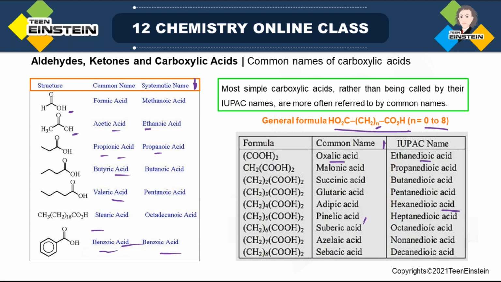Though this is a very large structure, even if you cannot remember it, it is fine. But up to this point, it is helpful to remember, because if a problem is given with the common name, suppose succinic acid or glutaric acid, and you don't have prior knowledge about their structure, you will not be able to solve the problem, right? That is why common names are given here. Gradually we are increasing this value of N from 0 up to 8. Fine.